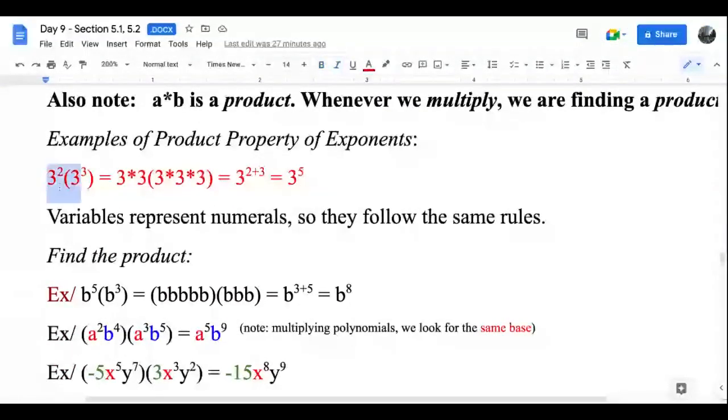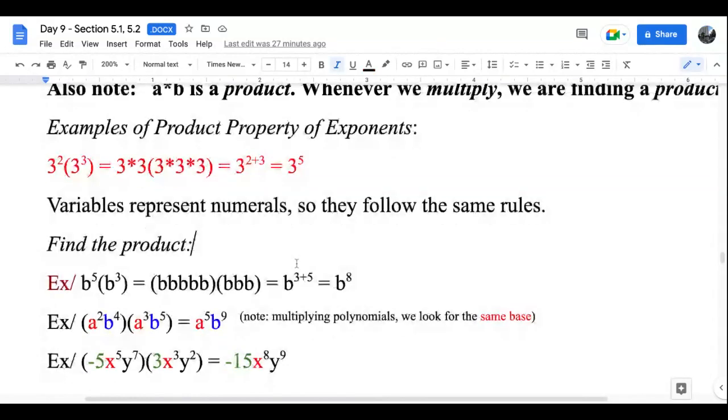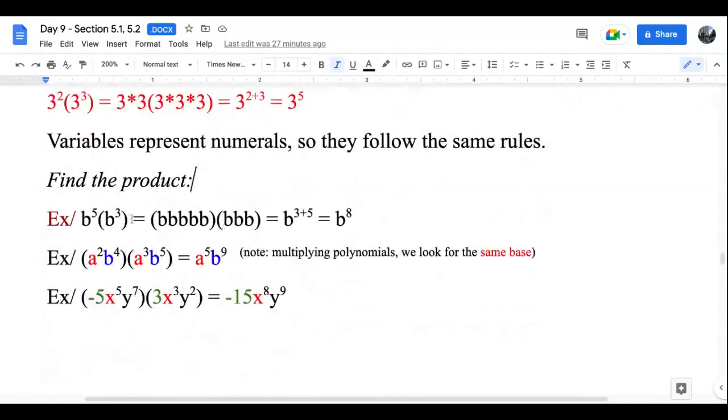Right. Using numbers, if you have 3 squared times 3 raised to 3, that is 3 raised to 2 plus 3, which is 3 raised to 5. Let's see another example. b to the 5th power times b to the 3. That means 5 b's multiplied by each other and 3 b's multiplied by each other. So how many in total? 8 b's multiplied by each other. We can write it as b to the 8th power.